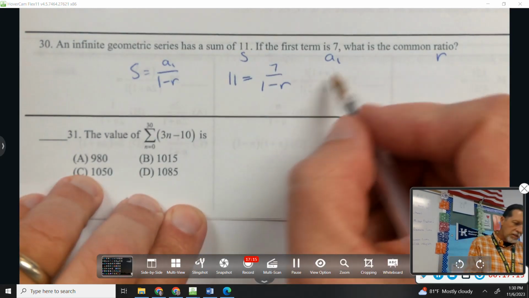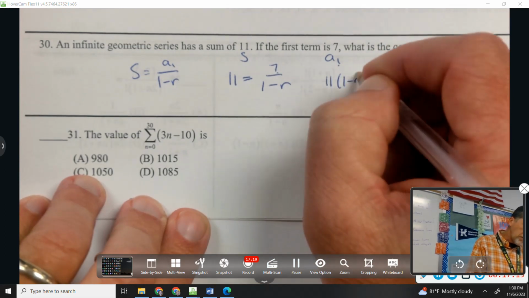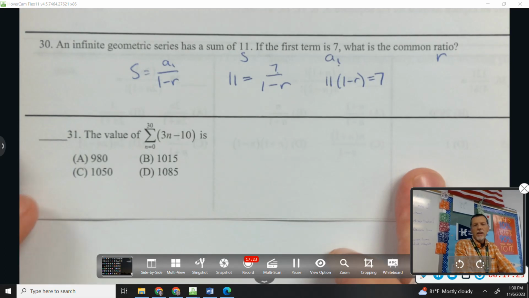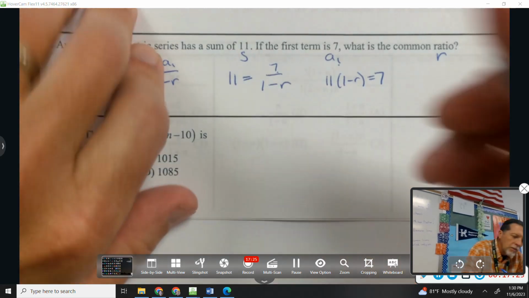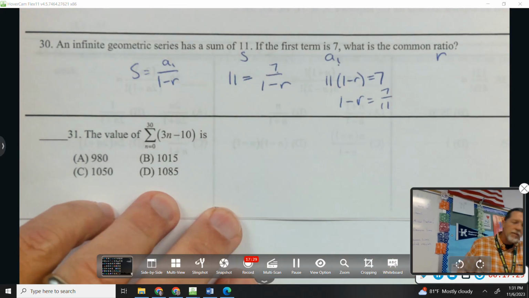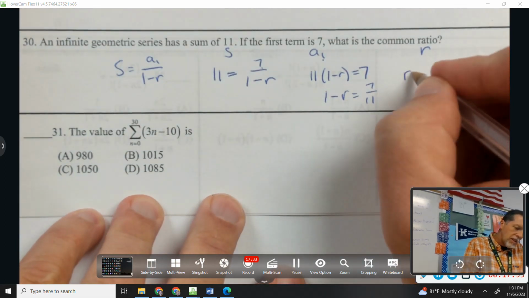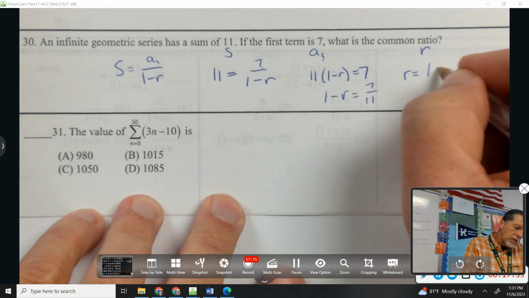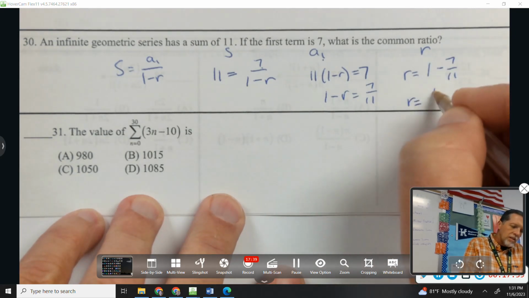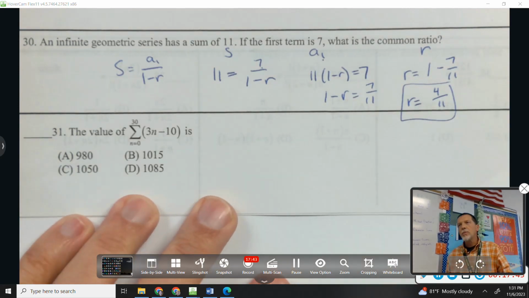Sum's 11, first term 7. So 11 times 1 minus r equals 7. You could distribute the 11 if you wanted to. I'm going to leave it alone and just divide by it. Minus r is 7/11. So r is 1 minus 7/11. So that would be 4/11. Just a little bit of algebra on that one.